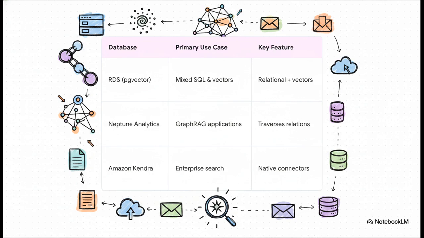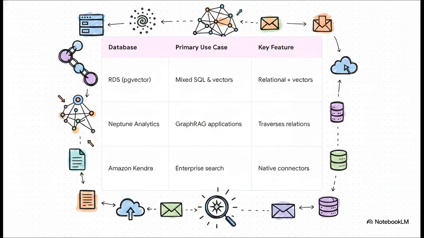And the menu just keeps going. For those of you mixing traditional relational queries with AI, you'll probably lean toward Amazon RDS with the pgvector extension. It's awesome because you keep your standard SQL tables, but just add vector similarity search right alongside them.